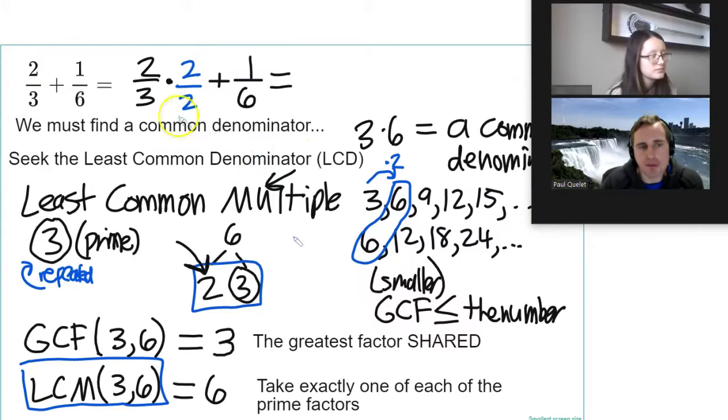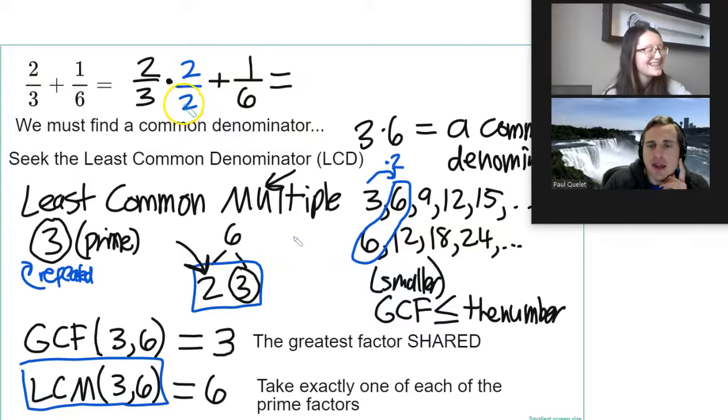Now let's talk about that. 3 times 2 is really our goal, right? Because we need to get a 6 there in the denominator. But why would I multiply by 2 in the numerator as well? Explain it. Okay, so let's try.